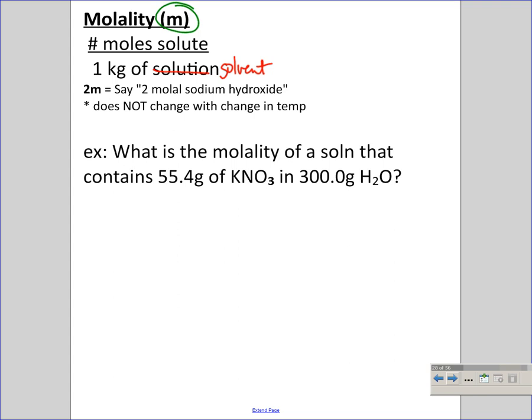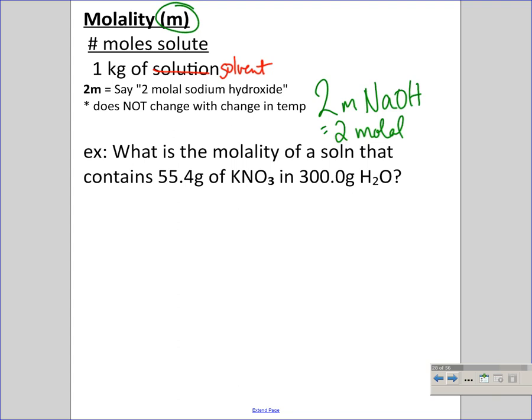This is called molality. And when you say it, you don't say molality. You say this is a 2 molal solution. So 2 little m of sodium hydroxide is called 2 molal. Sounds like you've got some problem talking, but it's called molal.